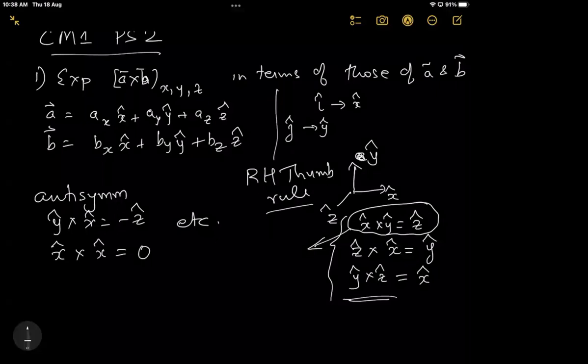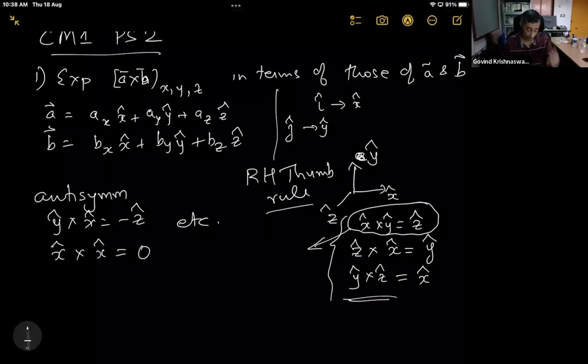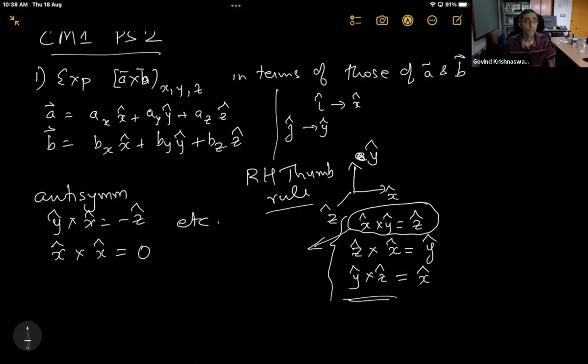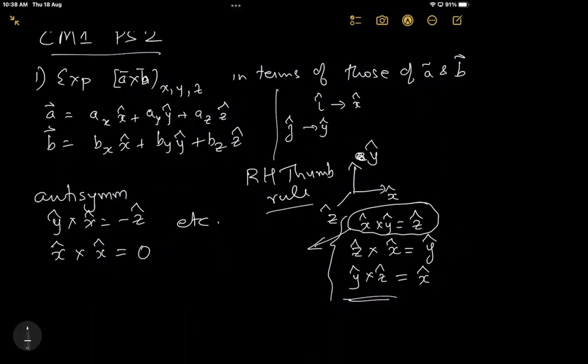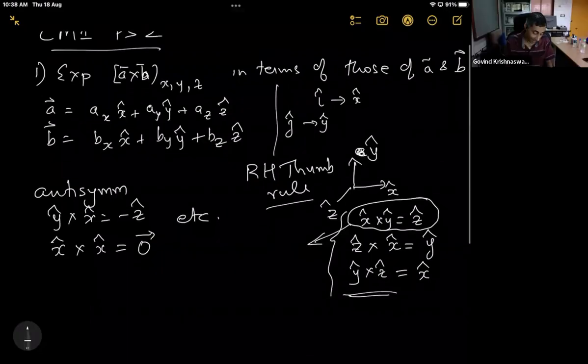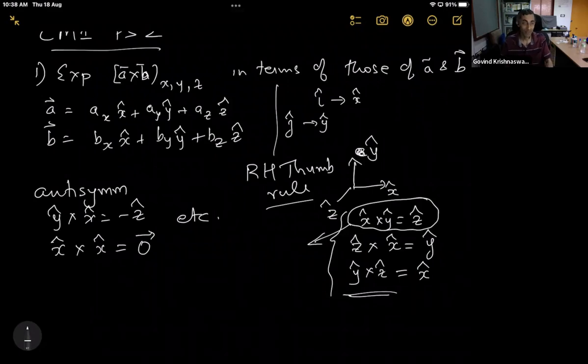Zero, indeed. In fact, any vector cross product with itself is zero, because it's anti-symmetric. Sir, zero vector. Indeed, you are quite right. This is the zero vector, and I was wrong to omit the sign.